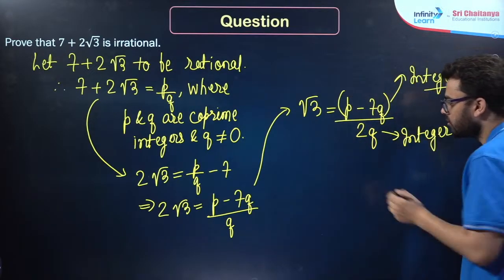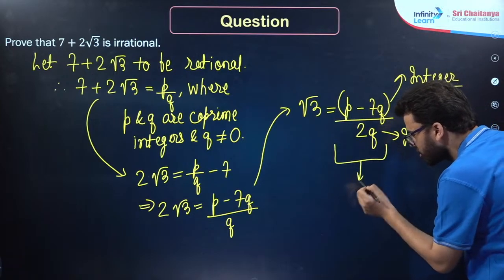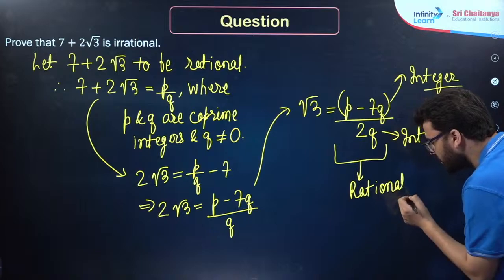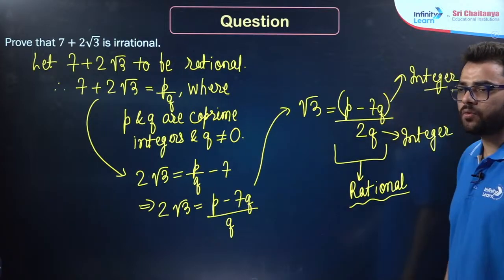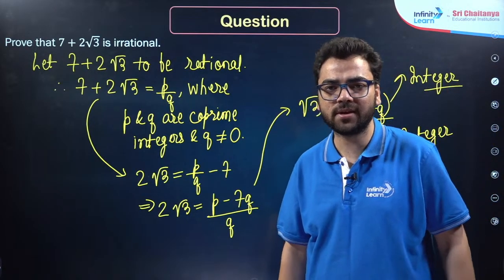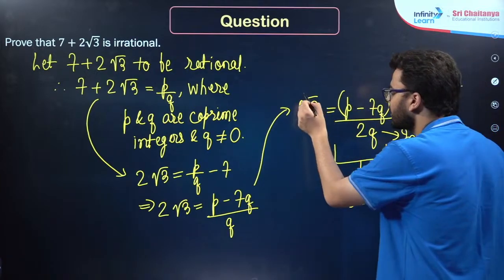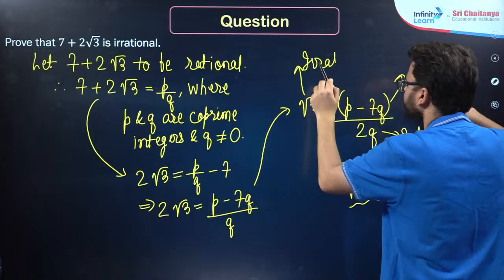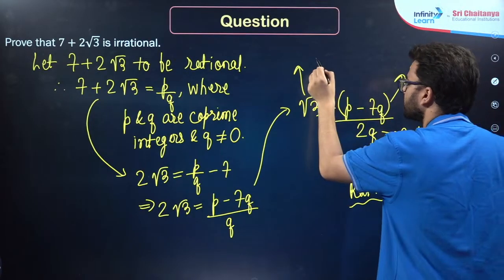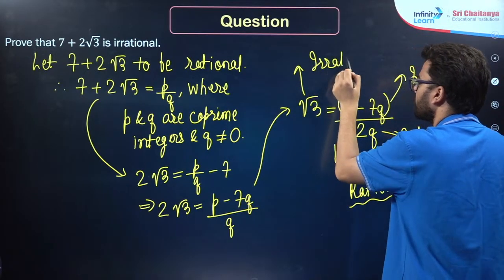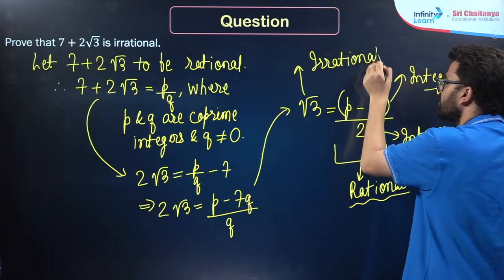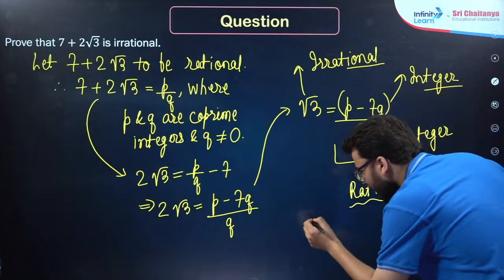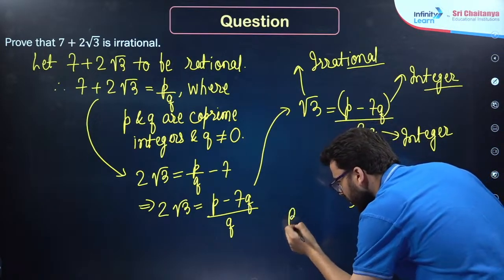Because q was not 0. So can I not say that this thing is rational? Ratio of two integers where denominator is not equal to 0 is a rational number, right? And over here, this thing is irrational. So you see, an irrational number is equal to a rational number. This is a contradiction or not? You see, but you have to write these things.